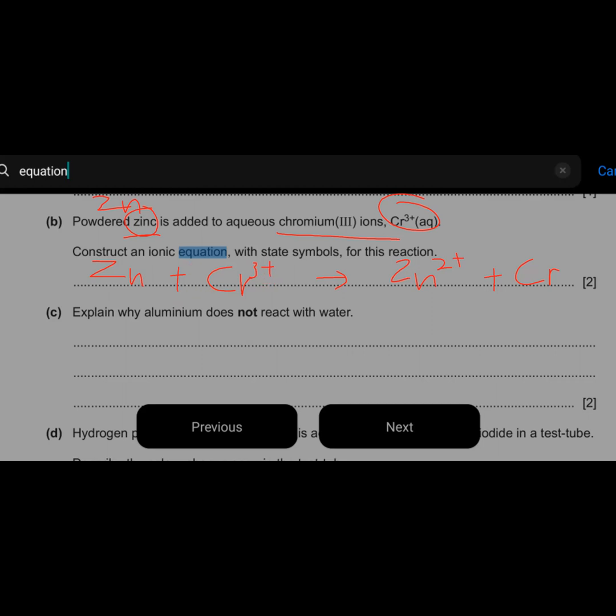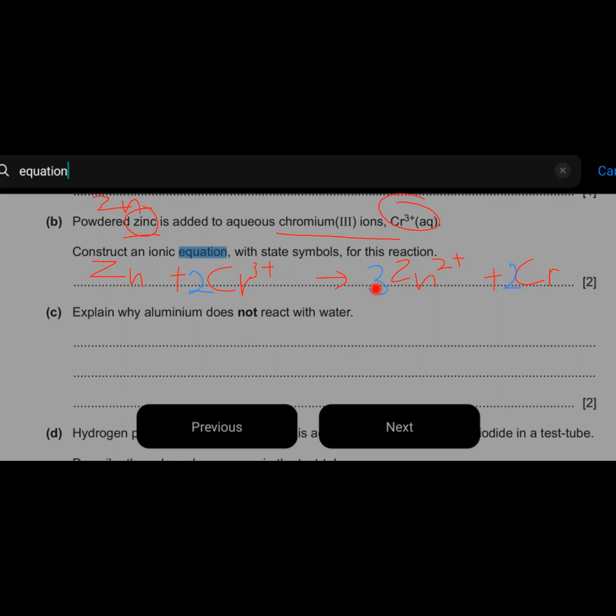The chromium ions should be multiplied by 2. Therefore, our chromium atoms should be multiplied by 2 as well, otherwise the atoms will not be balanced. Now, don't put charges there, okay? Then zinc 2 plus here should also be multiplied by a number to make it 6, so multiplied by 3 here.